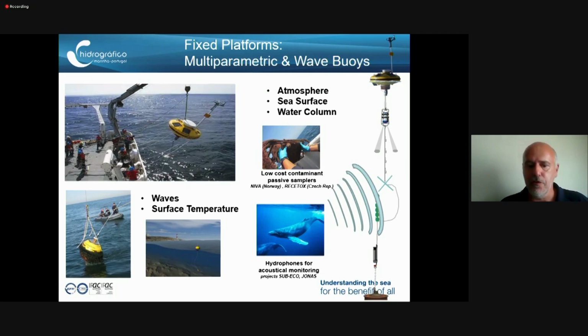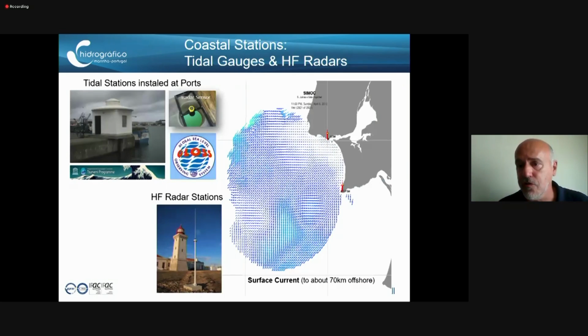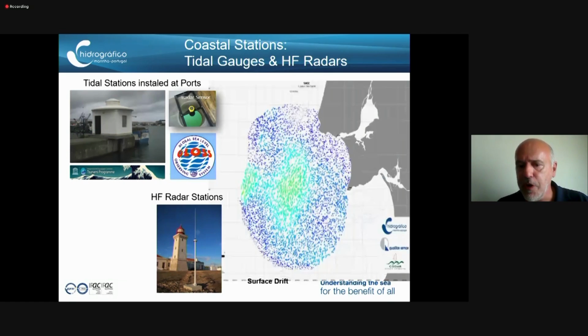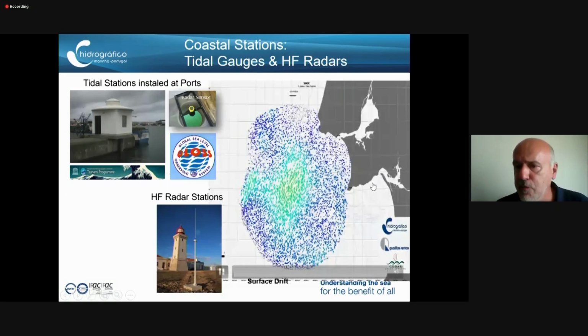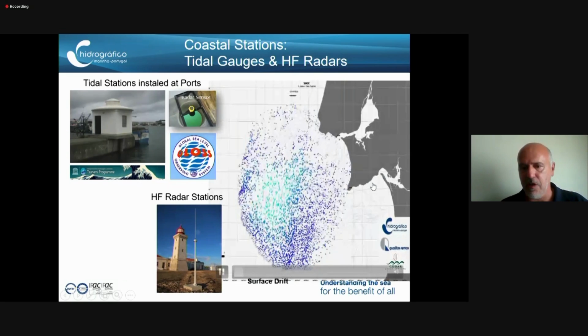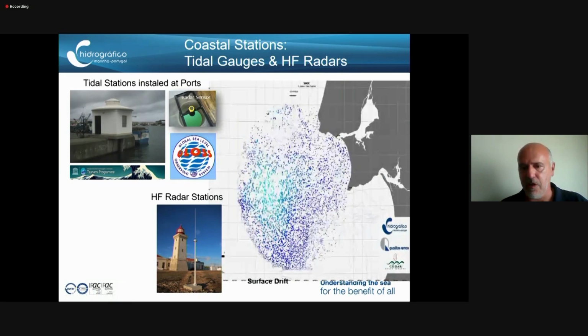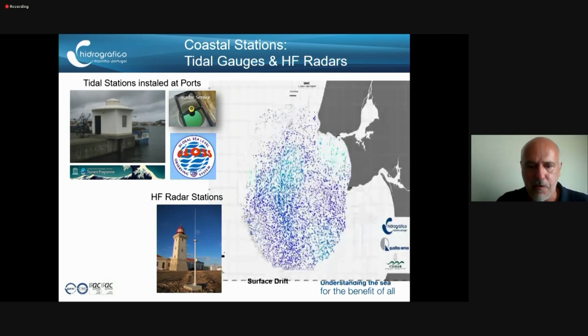Another component of this monitoring infrastructure are the coastal stations, the traditional tide gauge stations that are installed at ports along the Portuguese coast. And also more recently, HF radar stations that can provide the surface current field in a large area, and from which we can also build and derive a number of interesting drift products that have importance in the support to a number of users.